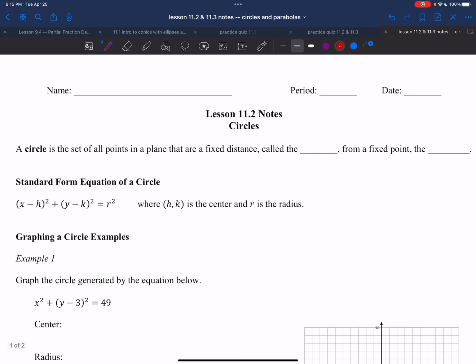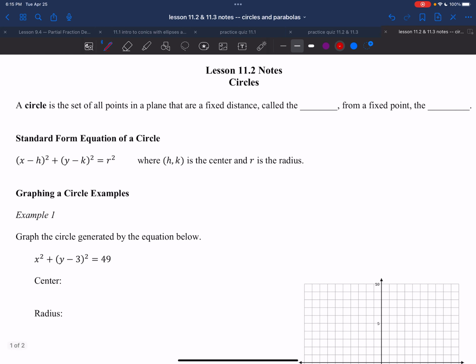So this should be a pretty short video because in Algebra 2 by now we should know what circles are and be pretty familiar with the equation already. But if not, hey, there's always a first time to learn something, right? Okay, so what is a circle?